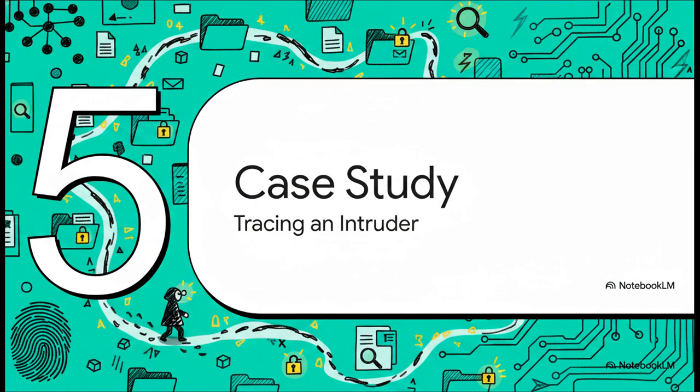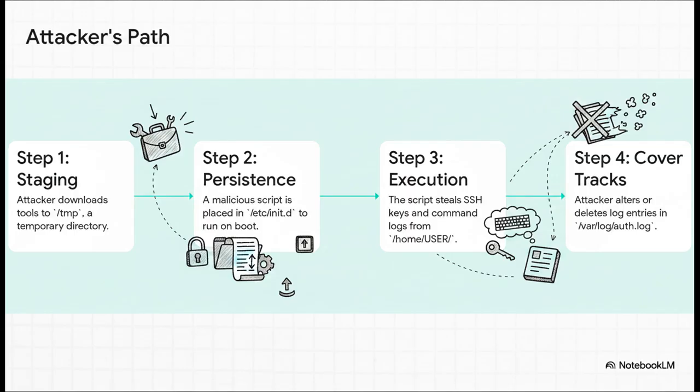Okay, we've learned the layout of the map. Now, let's actually use it. Let's walk through a quick hypothetical case study and trace an intruder's path through the file system we just mapped out. So, step 1, staging. The attacker gets in and drops their malicious tools in /tmp, a temporary folder that anyone can write to. Step 2, persistence. They need their malware to survive a reboot, so they hide a script in /etc/init.d. Step 3, execution. That script now runs and goes straight to a user's /home directory to steal SSH keys and command history. And finally, step 4, covering their tracks. They try to edit or delete the log files in /var/log to hide the fact that they were ever there.